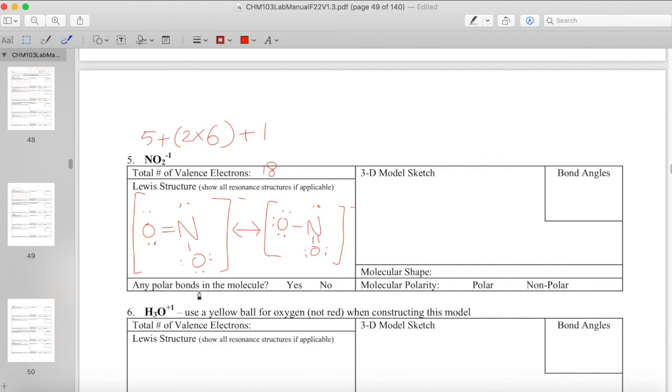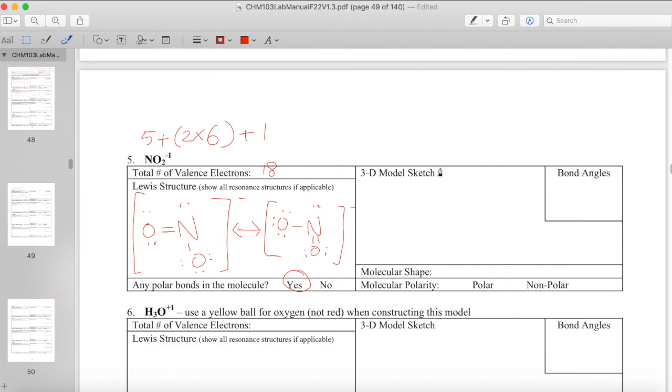Okay. Any polar bonds in the molecule? Now, nitrogen and oxygen are both pretty electronegative, but there is an electronegativity difference. So I would say that these nitrogen-oxygen bonds are going to be polar covalent bonds. Okay. Pretty much the only time you have bonds that are non-polar is when they're essentially the same element, because then you know that the electronegativity values for those two atoms are going to be the same.